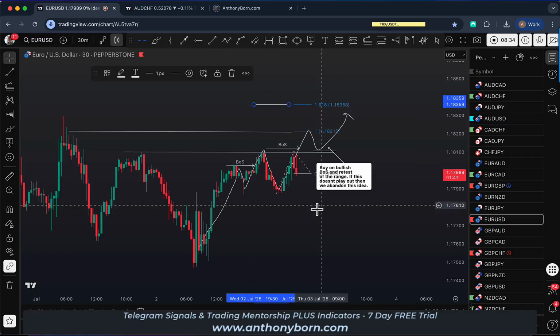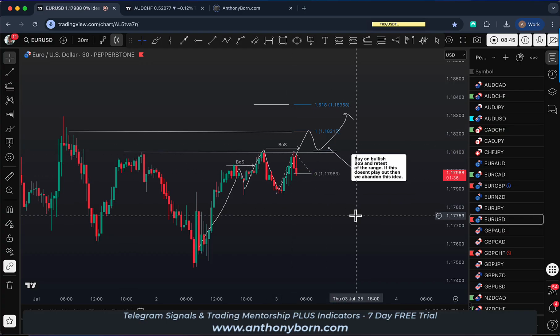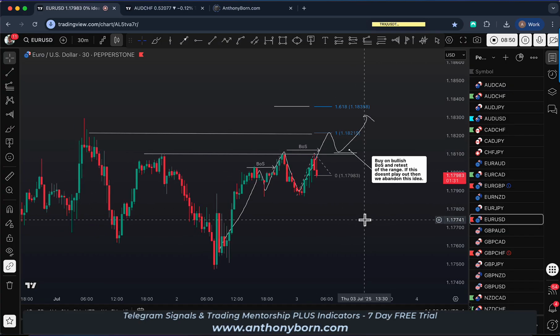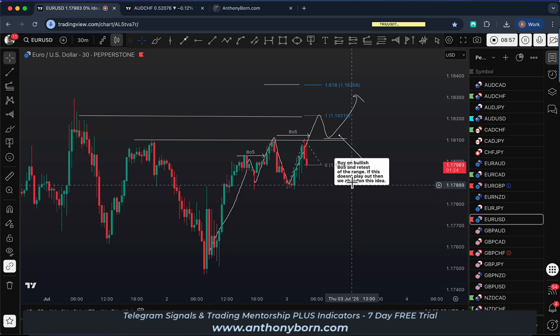That's my take on that, and that would be an equal measured move. So A, B, C, D, measured move. My thing would be to buy on a bullish break of structure, retest and fail. There's a couple of targets, there's a stop loss level, there's an entry. And that's a bit of a plan. Anyway, guys, that's my take on the euro dollar.